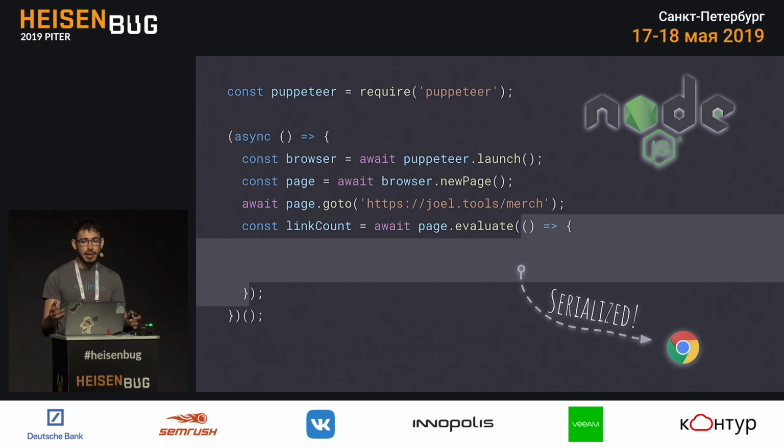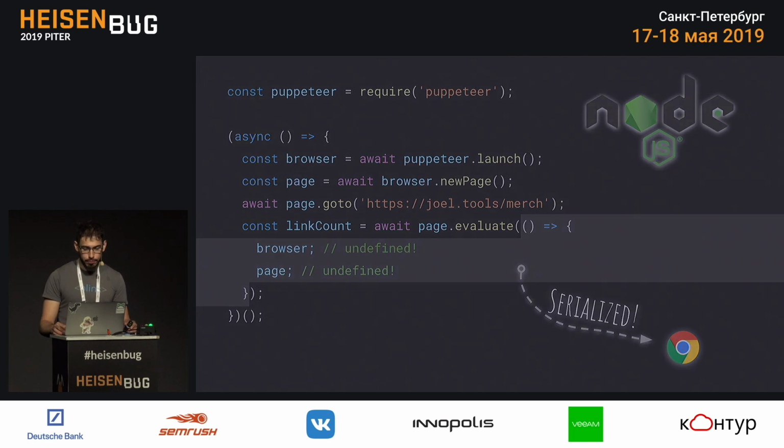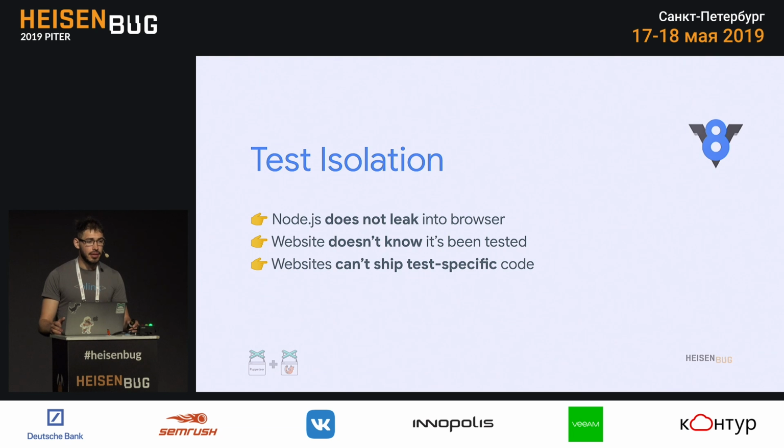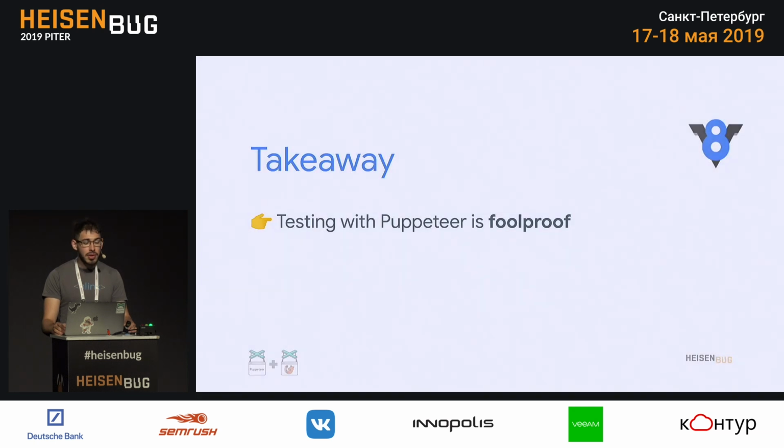If instead of doing all this link counting, I try to use a browser or a page inside this function, I will fail. These are undefined in the browser context. And this has some very important implications. Node.js state does not leak into the browser and website being tested. So the website doesn't actually know it's under test. And as a result, we can't ship test-specific code, accidentally or intentionally. So the big takeaway of it all: testing with Puppeteer is very, very foolproof.